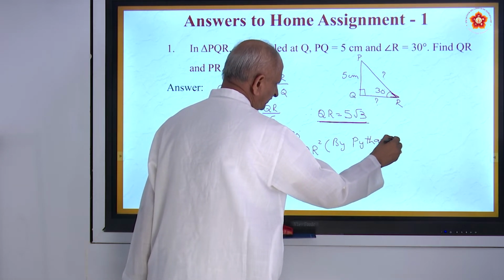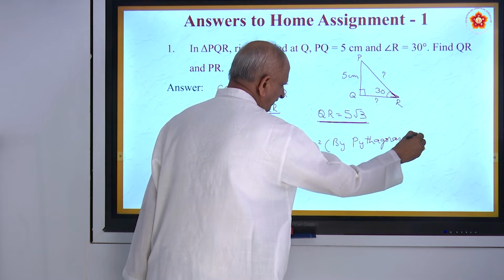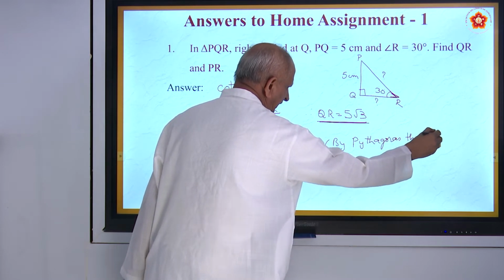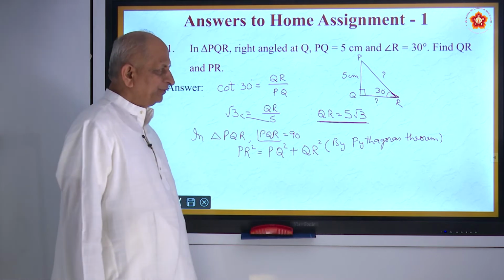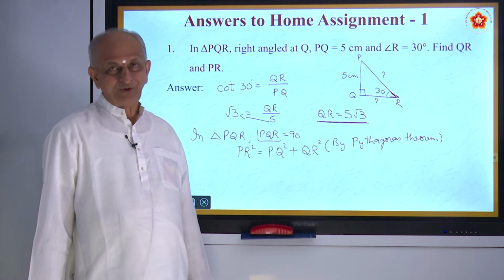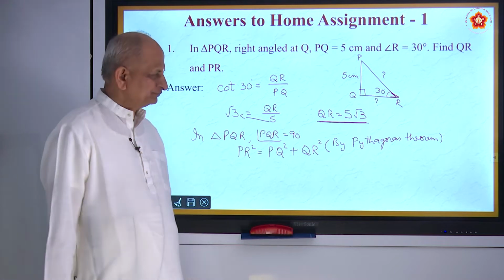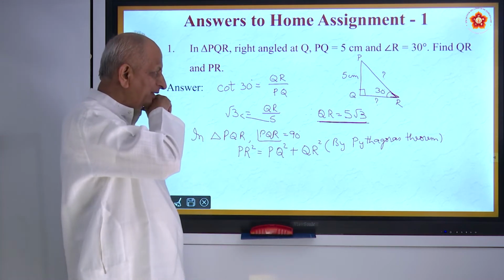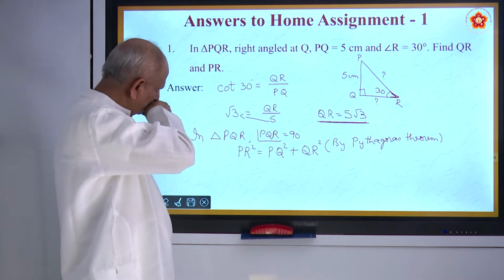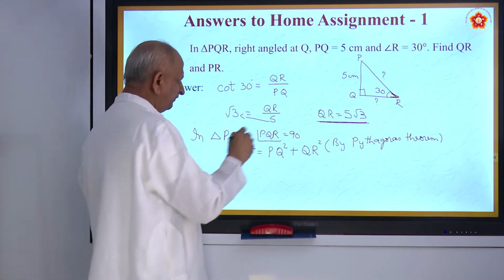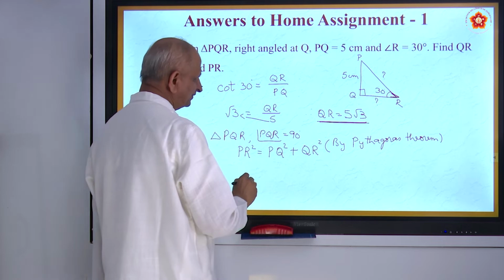Who was Pythagoras? He is a very famous mathematician, Greek mathematician. And of course, this theorem was proved in India also before him. Bhaskaracharya has proved the proof for that. But it had not come to light then. So, anyway, the credit goes to Pythagoras.